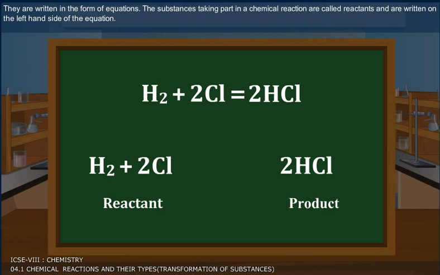The substances taking part in the chemical reactions are called reactants and are written on the left-hand side of the equation. The substances formed during the reaction are called products and are written on the right-hand side of the equation. An arrow is shown between the reactants and the products.